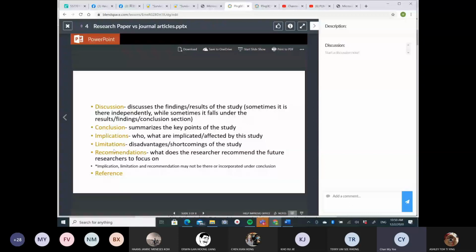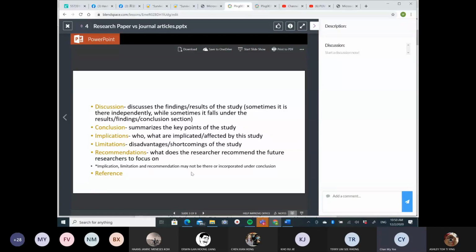Okay, and then we have limitations, which talk about the disadvantages and the shortcomings of the study. Recommendations: what does the researcher recommend future researchers to focus on? Recommend them to maybe focus on Asian students or focus on Western students. So recommendations by the researcher so that future researchers can focus on them in their future studies. Okay, so again, implication, limitation, and recommendation may not be there or may be incorporated under conclusion.